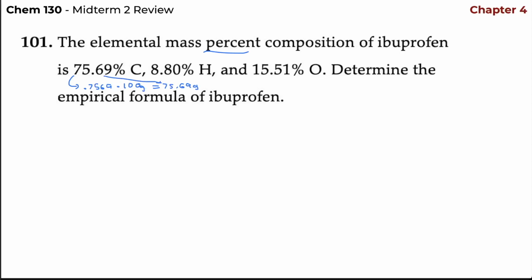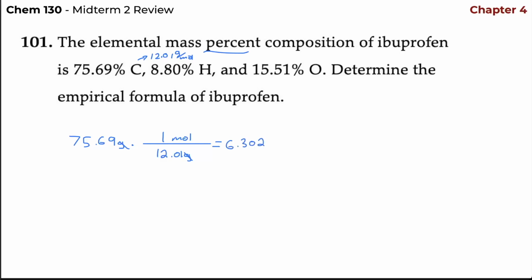So that's basically the exact same number. Yeah. So let's just multiply these by 100 grams to make life easier, right? So we have 75.69 grams of carbon, right? And now we need to multiply that by the molar mass, right? Carbon is 12.01 grams per mole, right? You gotta flip that over. 1 mole and then 12.01 grams. Cancel, cancel. This gets us 6.302 moles of carbon, right?